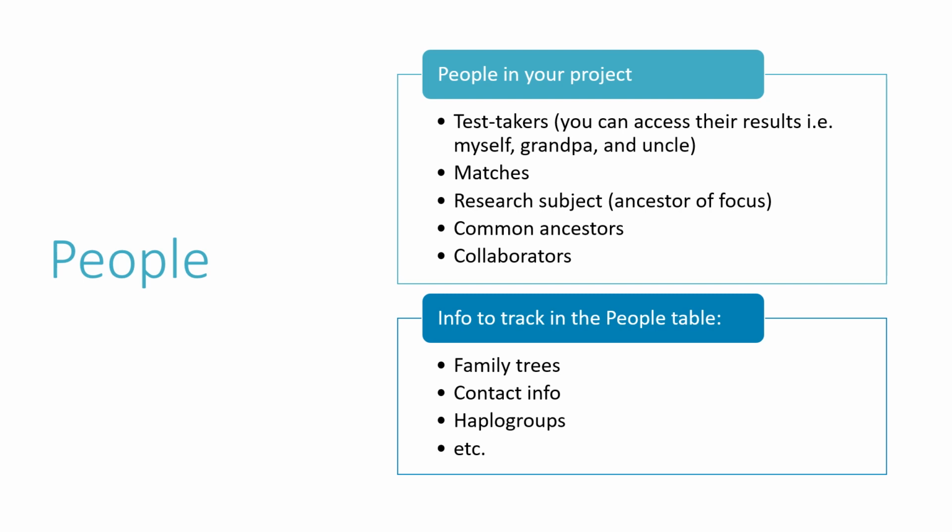The information that is tracked in the people table in my template is information about these individuals. And if the individuals are matches or test takers or collaborators, then usually I'll have a link to their family tree if I have that. Also their contact information for any living people that I'm working with, like matches, test takers, and collaborators. I'll put in how I can contact them if I have their email address or phone number or their Facebook profile or other means of connecting with them. Another thing you might want to add for this table are things like the matches' haplogroups or information about the people, where they live, their residence, their age.